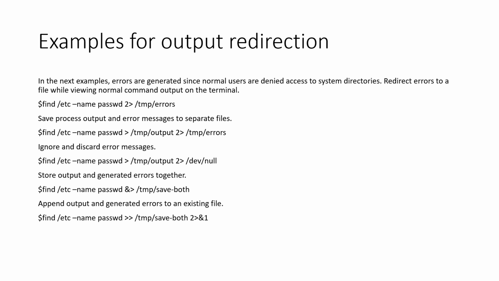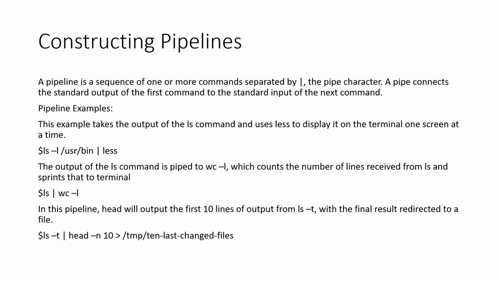Examples for output redirection. In the next example, errors are generated since normal users are denied access to system directories. Redirect errors to a file while viewing normal command output on the terminal. Save process output and error messages to separate files, ignore and discard error messages, store output and generated errors together, append output and generated errors to an existing file. Okay, we'll see in the practical session. I will explain each and every command. Okay, so let's move to the next slide.